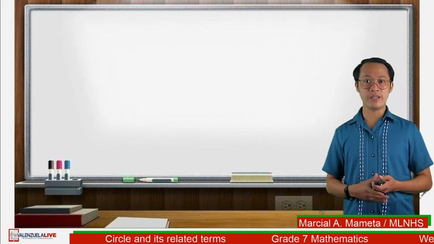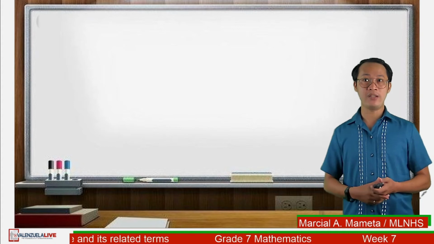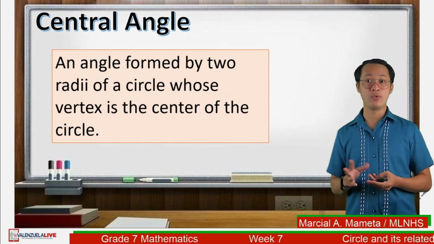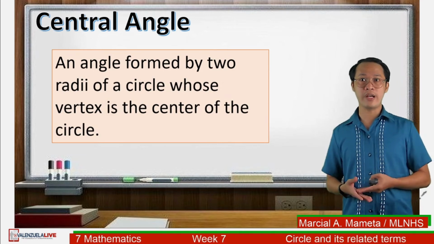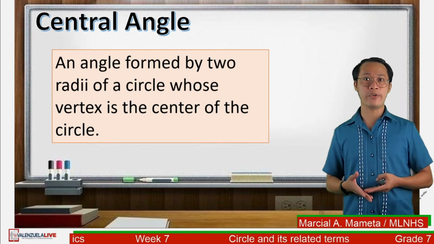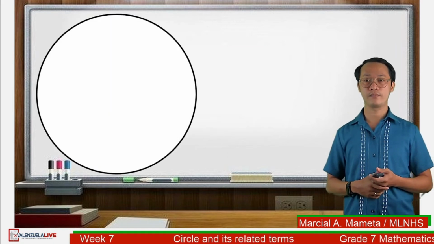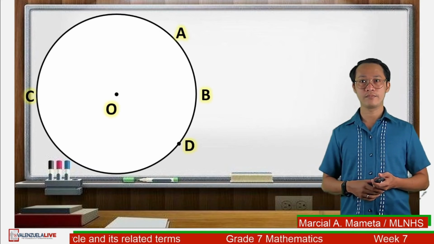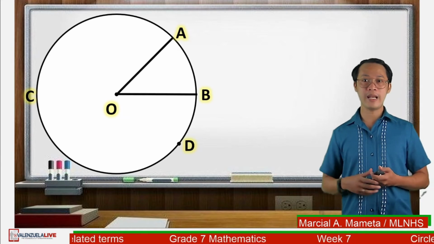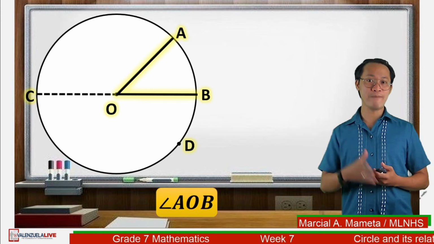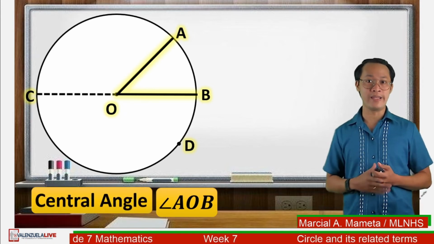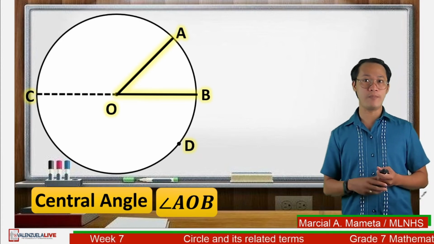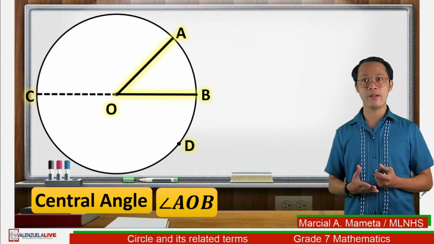Other basic terms needed in the study of circles are defined first by their central angle. A central angle is an angle formed by two radii of a circle whose vertex is the center of the circle. Angle AOB is an example of a central angle at circle O.